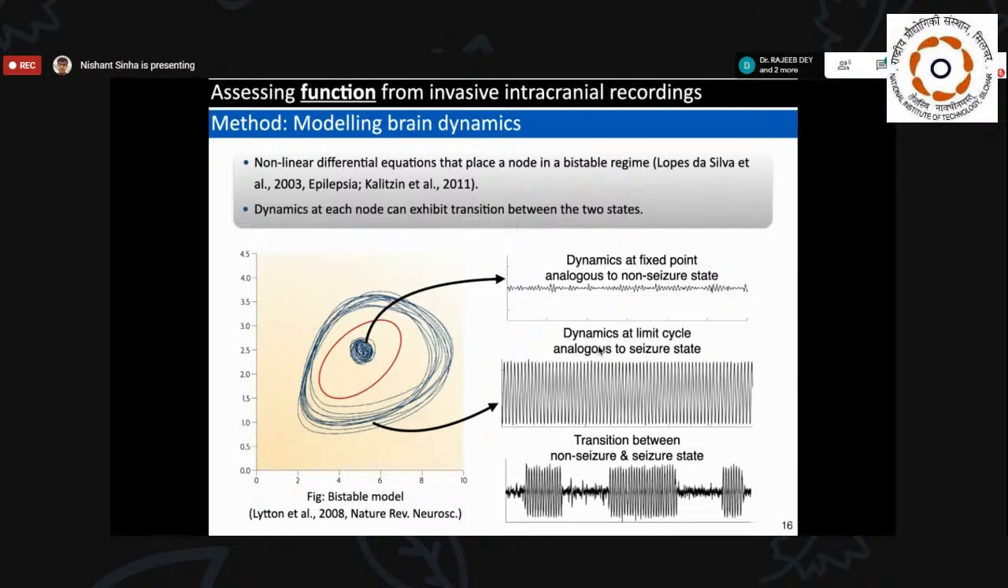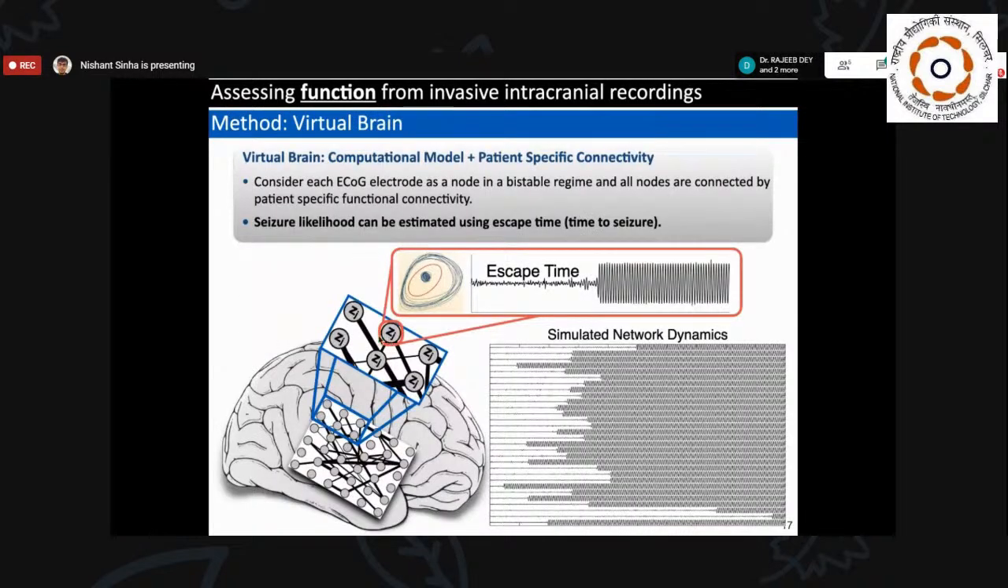So after developing this computer model, which can have spontaneous transition between the seizure and the non-seizure state, we applied this model on every node of this network. So now the dynamics of every node will not just depend on how the model dynamics evolves, but it will also depend on the functional connectivity of the brain, how the brain is topologically connected, or how each node is connected to the rest of the network.